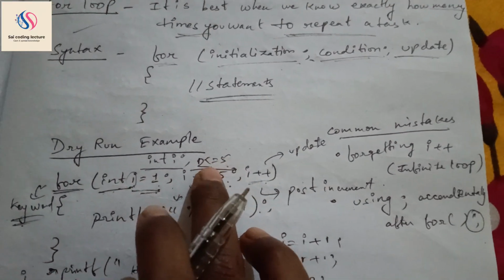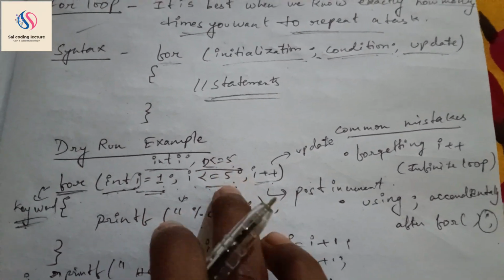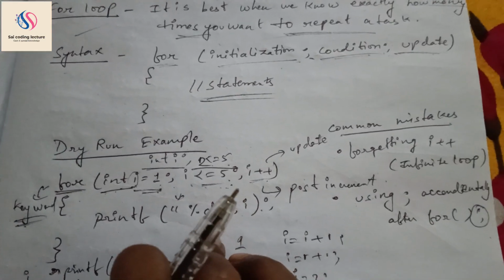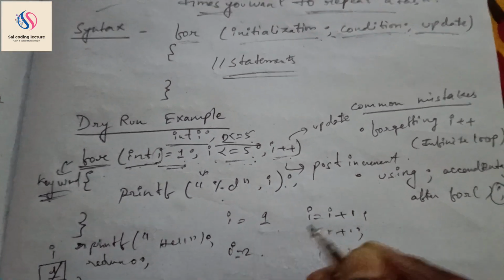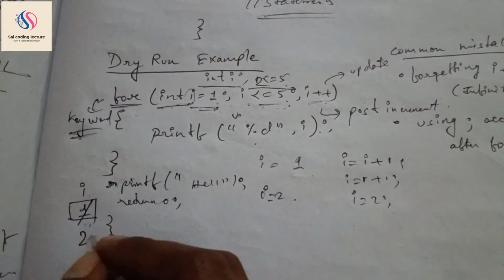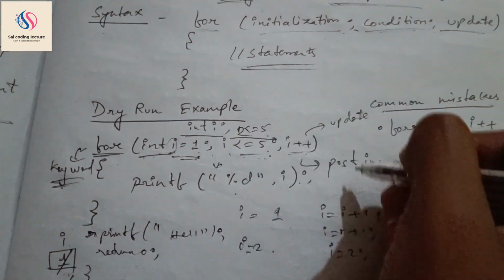So again it will check the condition: yes, 2 is less than or equal to 5. Again it will print the statement, this condition is true. Again 2 will be printed on the screen, right? Again i++, from 2 i will become 3. This way it will continue.